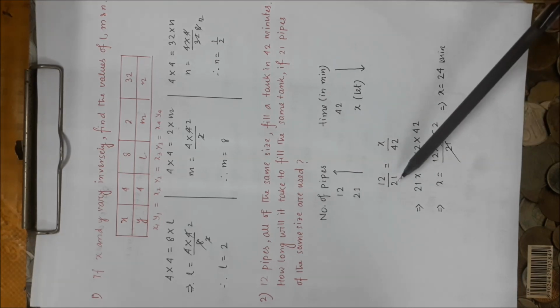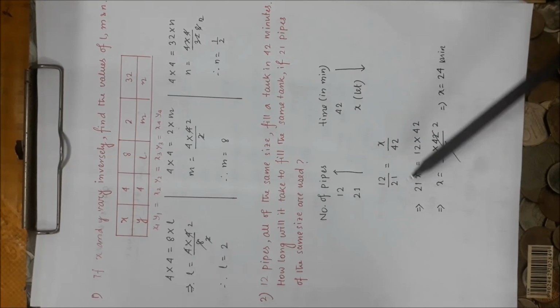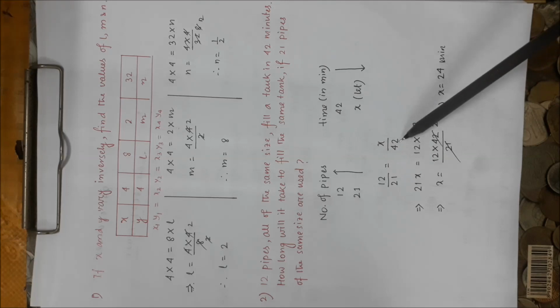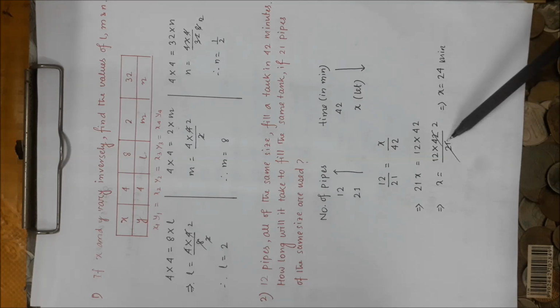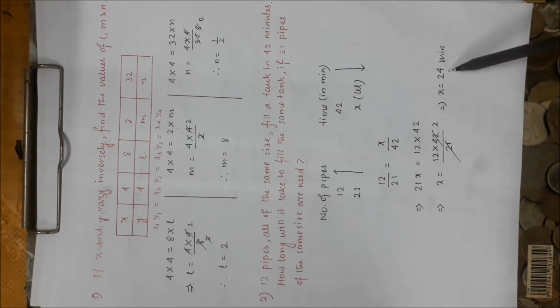So 12 by 21 equals x by 42. Cross multiply: 21x equals 12 into 42. It implies x equals 12 into 42 divided by 21. 21 ones are 21, 21 twos are 42. So 12 into 2 is 24. So x is equal to 24 minutes. That means it will take 24 minutes to fill the tank.